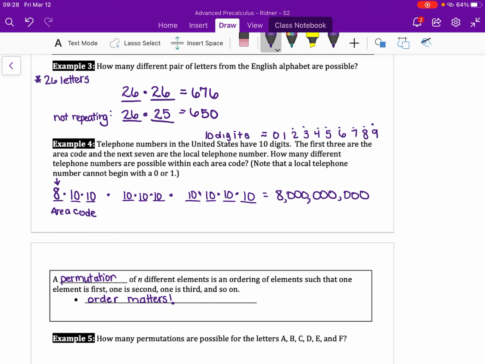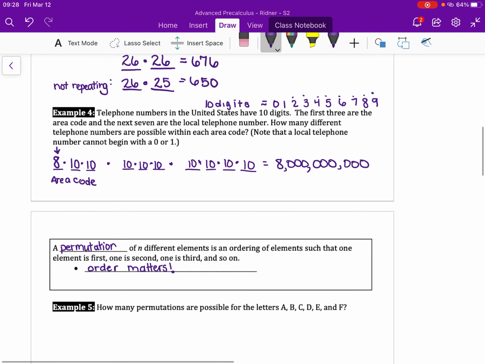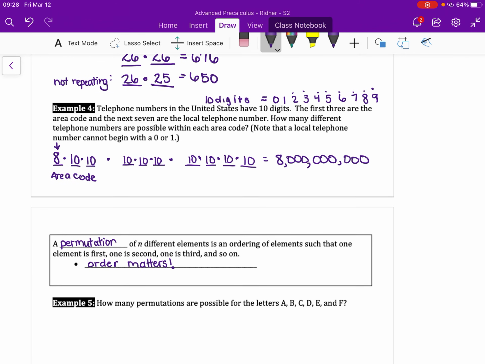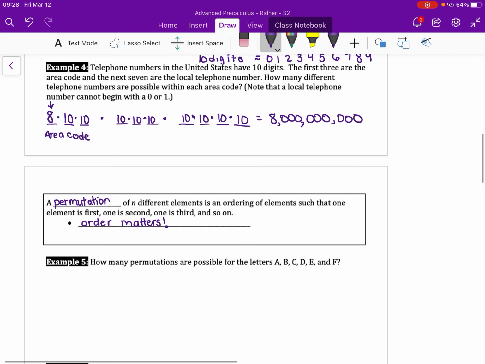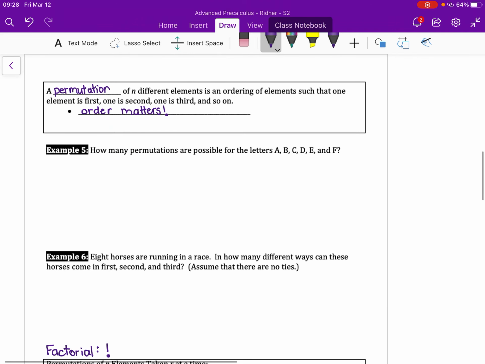And so that is why we have the phone numbers that we do here in the United States, because it can cover 8 billion people. All right. Next, we're going to talk about permutation.